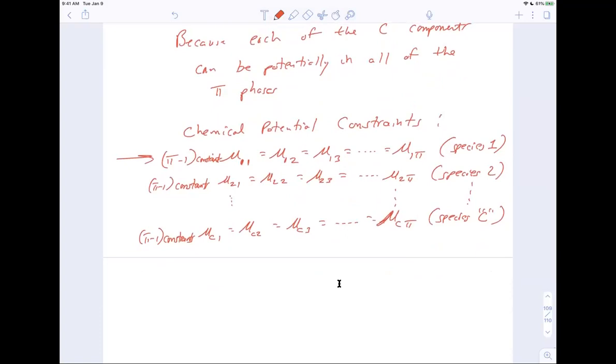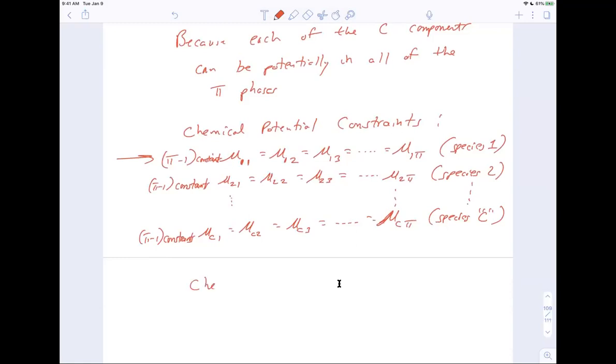So now, if we add up all of these constraints, each line gives me pi minus 1 constraints, okay? But how many lines are there? C. Very good. Yeah, that's right. So there's C lines, and each one of those lines gives me pi minus 1 constraints. So from the chemical potential point of view, because we know that all of the chemical potentials have to be the same in all of the phases for each species, right?